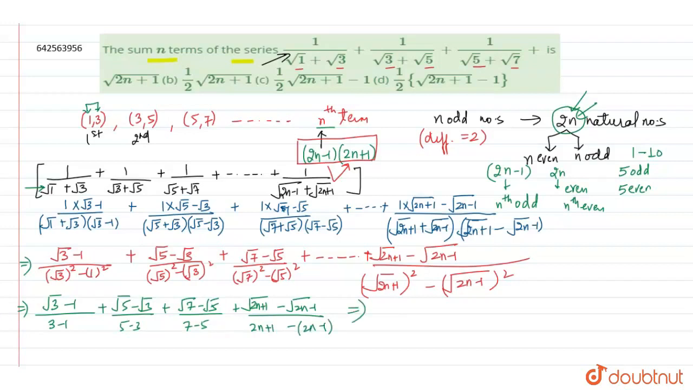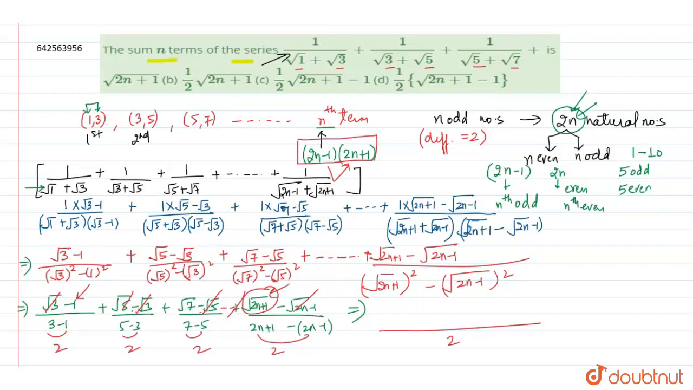Now we can see here that each denominator will give us a value of 2. So we can take our LCM to be 2. Now root 3 will be cancelled out with this minus root 3. Root 5 and minus root 5 will be cancelled out. Similarly, we can see here that each negative term is getting cancelled out with the previous term. So what we are left with is just this root 2n plus 1 and this minus 1.